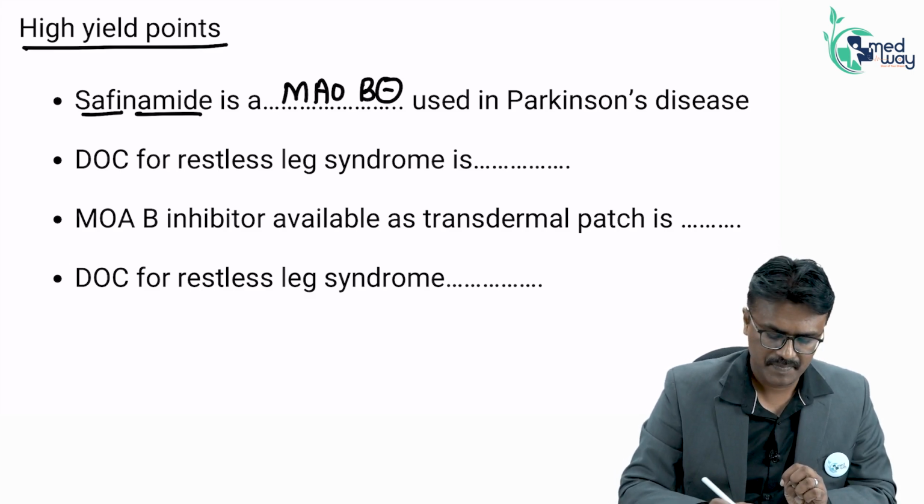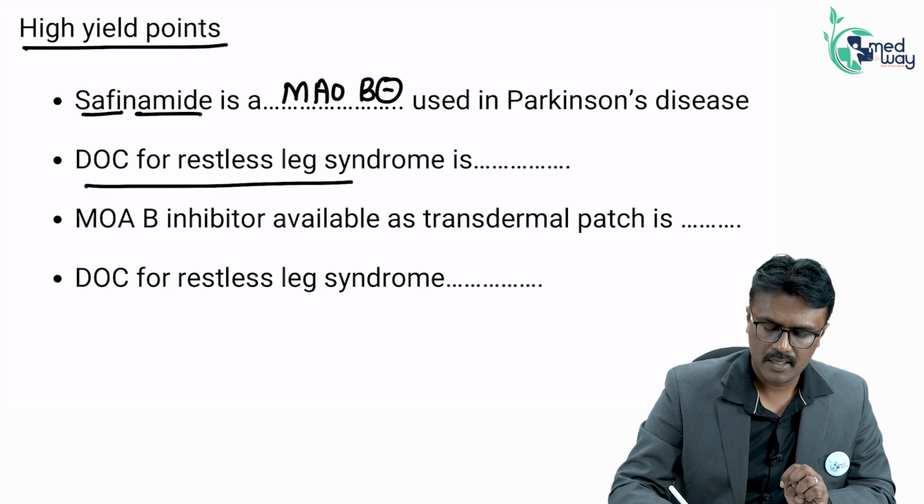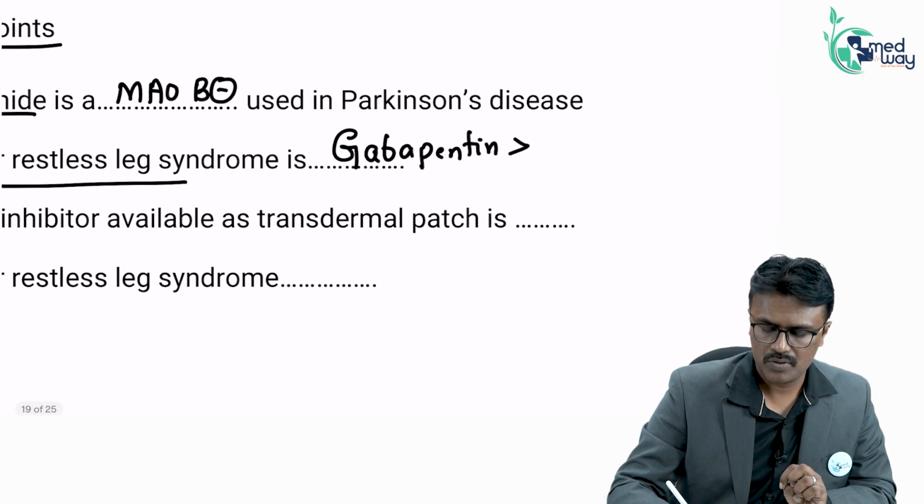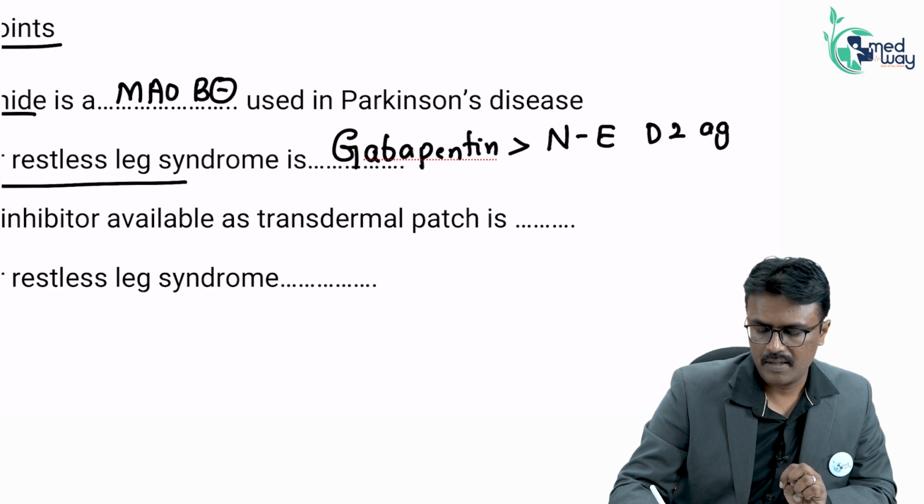Please remember that. Drug of choice for restless leg syndrome: the name is gabapentin. If it is not there in the options, what will you choose? Non-ergot D2 agonist. The name is pramipexole.